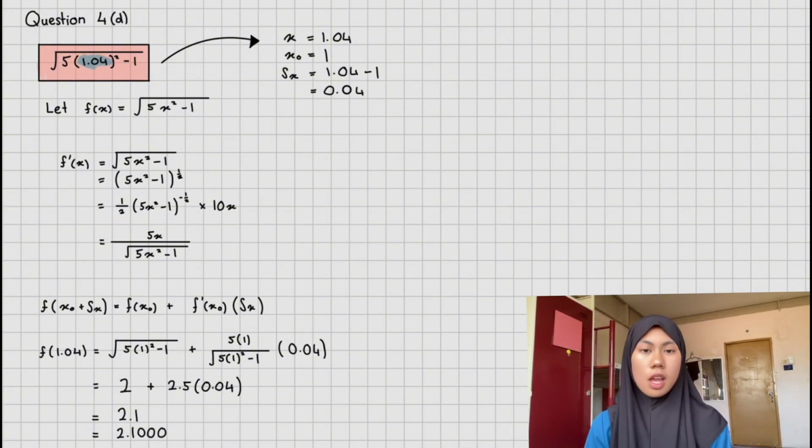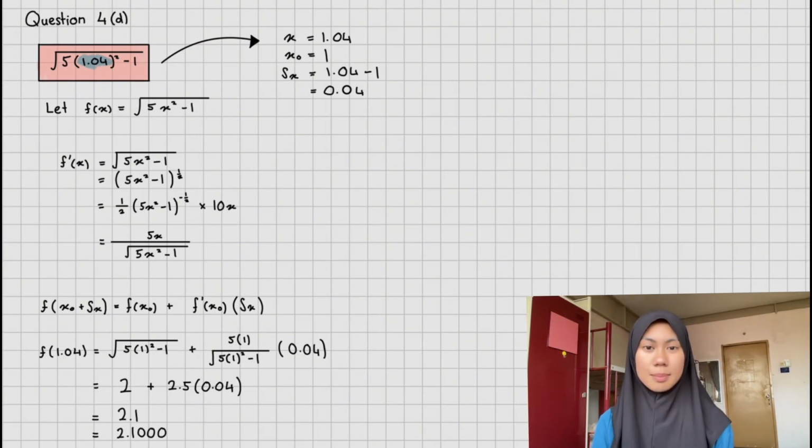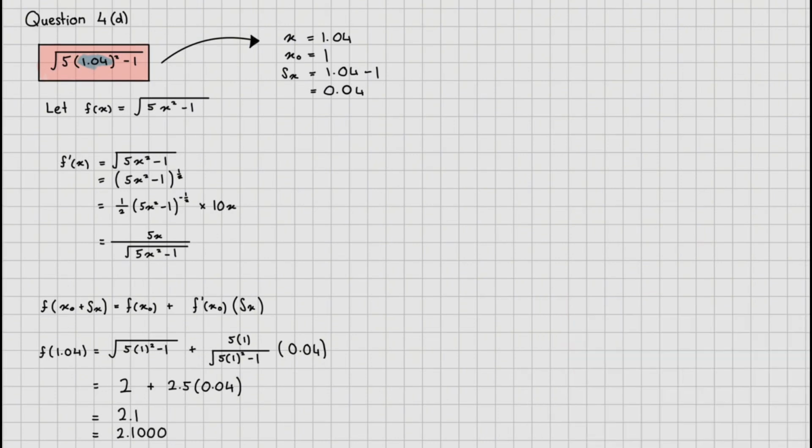Now, I apply the linear approximation formula. I substitute x naught as 1 and delta x as 0.04. Evaluating the terms, f(1) equals 2 and f prime(1) equals 2.5. Therefore, f(1.04) equals 2 plus 2.5 times 0.04, equals 2 plus 0.1, equals 2.1. Hence, the estimated value of the square root of 5 times 1.04 squared minus 1 using linear approximation is 2.1000, correct to 4 decimal places. Thank you.